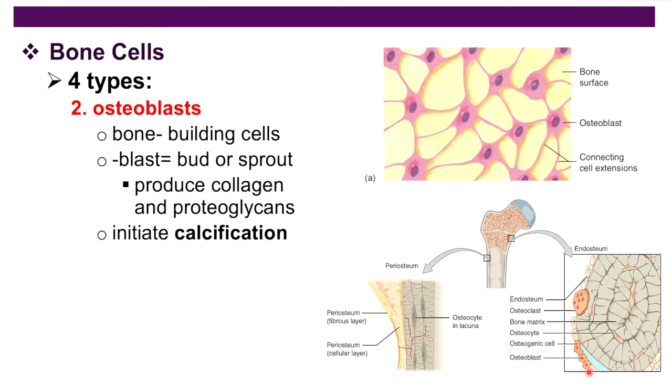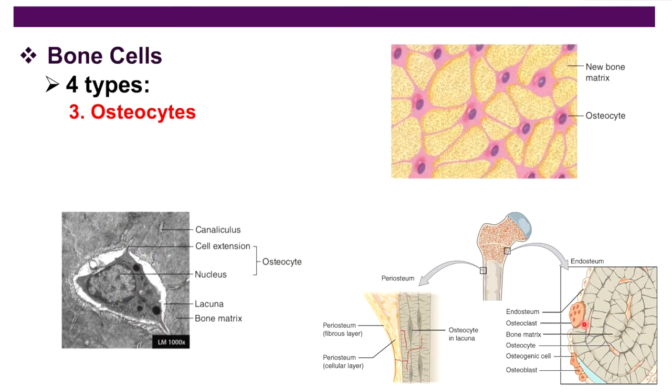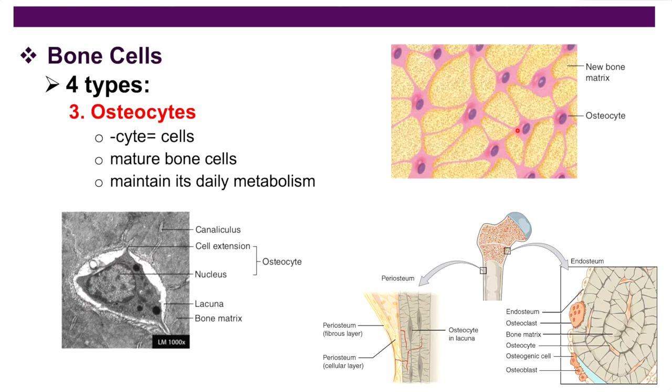They also initiate calcification, or the accumulation of calcium in the bones. As they secrete these components of the extracellular matrix, they are entrapped inside and become osteocytes. These osteocytes, from the suffix "cyte", which means cells, are mature bone cells and are the main cells in bone tissues. They maintain their daily metabolism, such as the exchange of nutrients and wastes, with the blood. Like osteoblasts, osteocytes do not undergo cell division.